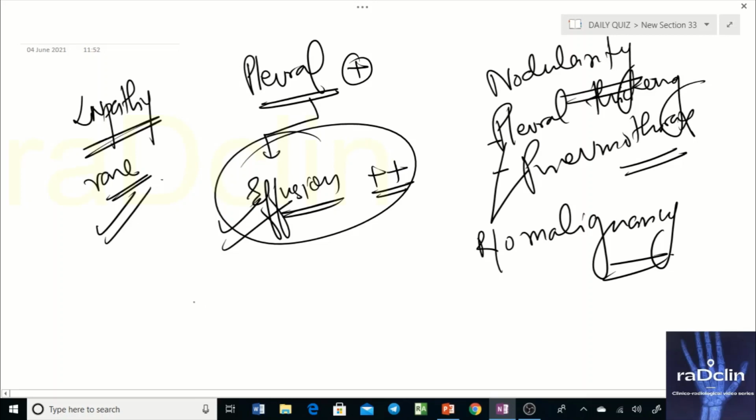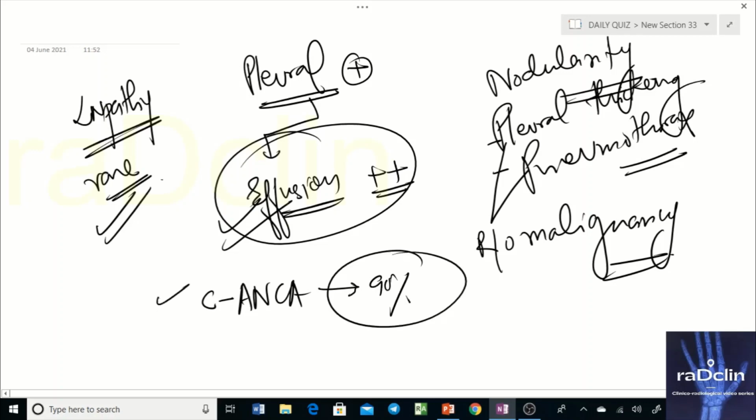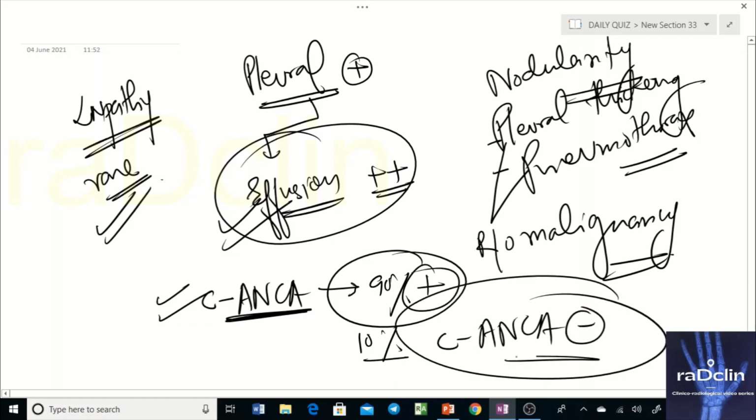And one antibody that you have to remember about this is C-ANCA, which is there in 90% of cases of Wegener's. So if it is given in the question, think of Wegener's. But remember, even if it is negative, the patient can still have Wegener's, because there are 10% which are C-ANCA negative. Okay, so if you suspect Wegener's, the first thing you have to do is go for ANCA positivity. If it is present, it will corroborate your findings.